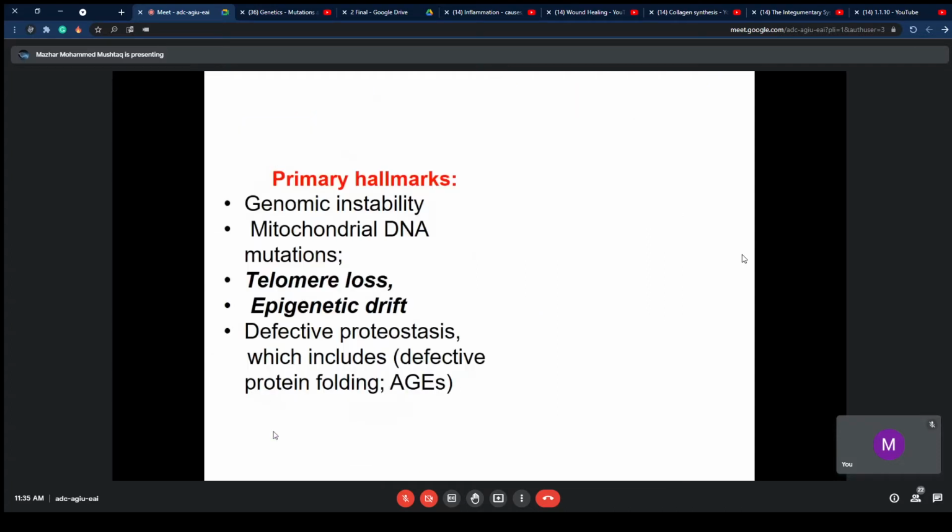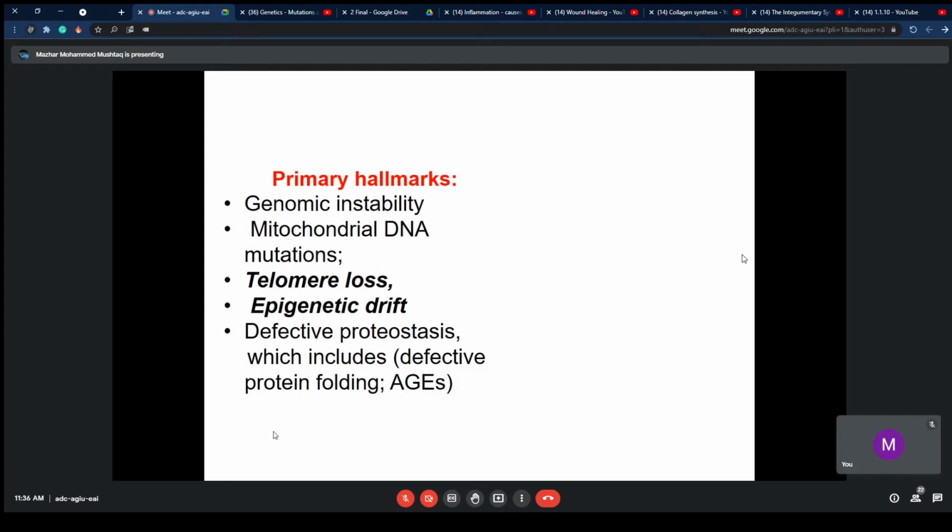So we have some of the primary hallmarks, and those are genomic instability, mitochondrial DNA mutation. There is specific DNA in the mitochondria, so the damage to that is almost irresistible and it cannot be repaired. Also, similarly, telomeric loss and epigenetic drift.